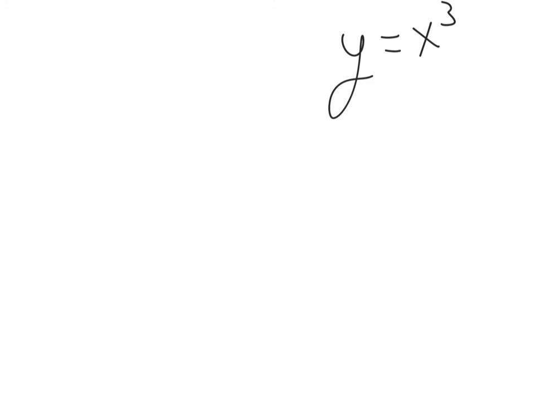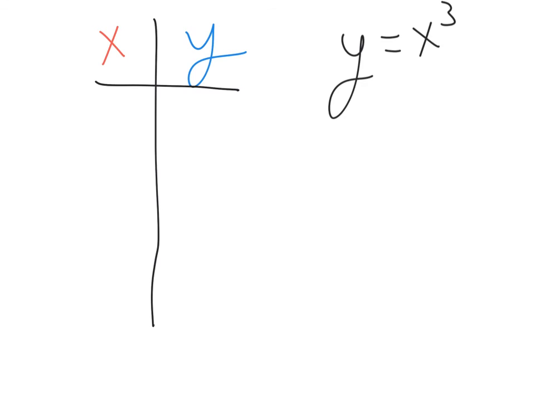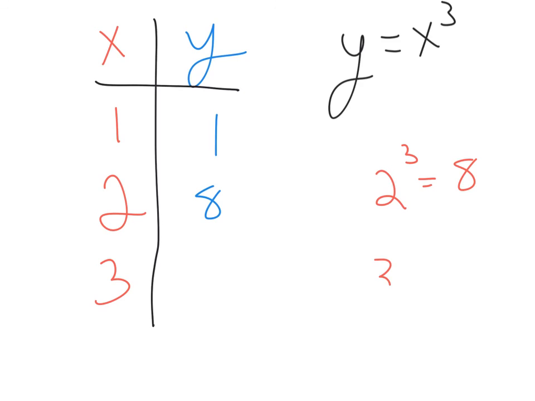Let's do the same thing with x cubed just to see what the data would look like if we plugged in and solved. So if you plug in 1 to x cubed, 1 cubed is still 1. If you plug in 2, what's 2 to the third power? 8. If you plugged in 3, what's 3 to the third power? 27. And that's what the data looks like when you have y equals x to the third power.